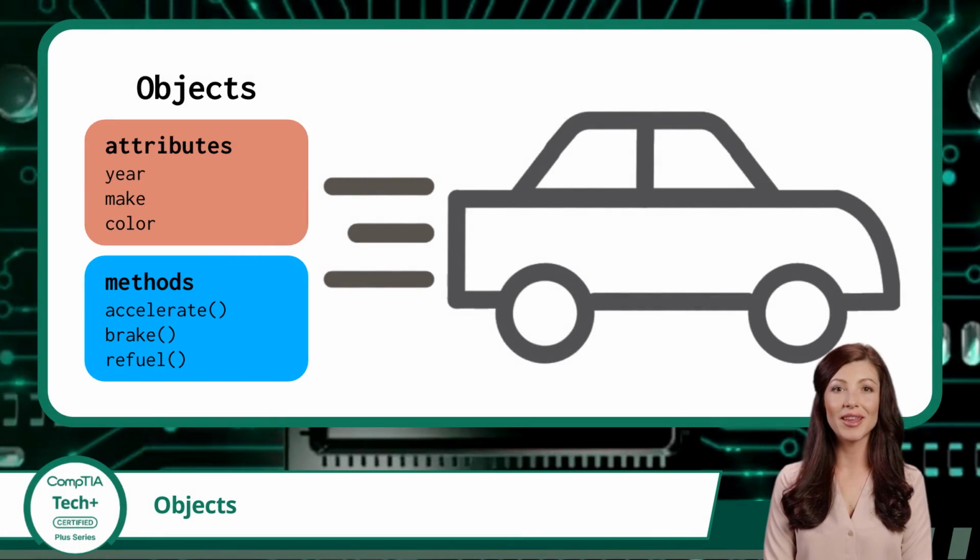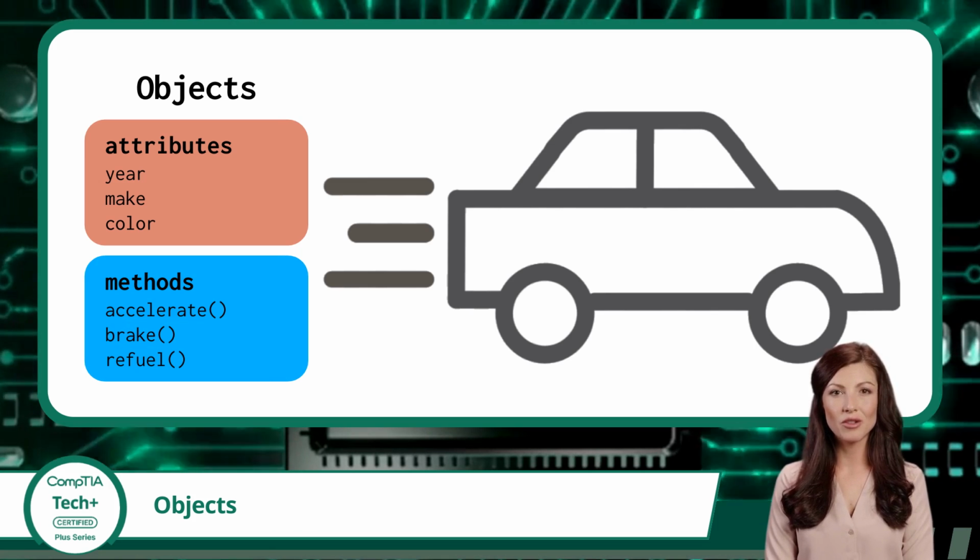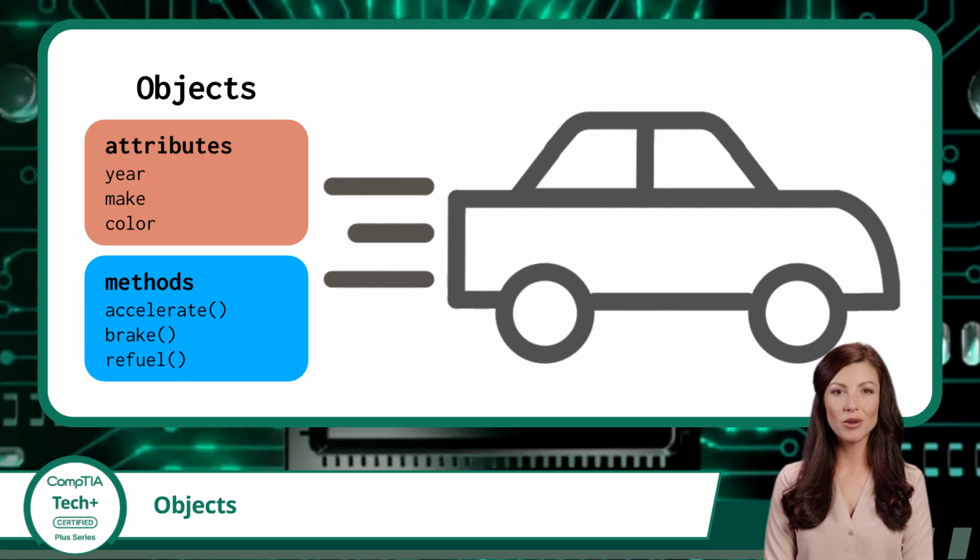Now let's bring this idea to life with an analogy. Picture a 2023 Toyota Corolla. The car itself is the object. It holds specific details, and it can perform certain actions. Just like a car is more than just a collection of parts, a programming object is more than just data. It includes the tools to interact with that data.